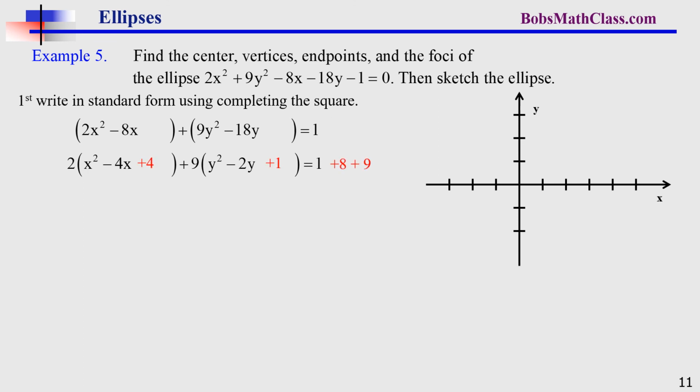So on the other side, not 4 and 1, but 8 and 9. Remember, you have to multiply the number in front of the parentheses by the numbers that we just added, and that will give you the numbers to add on the right-hand side. So 2 times 4 is 8, and 9 times 1 is 9. All right. So then in the parentheses, we want to write those trinomials as a binomial squared. So the first one will be x minus 2 squared. Second one will be y minus 1 squared. And on the right, we should get an 18.